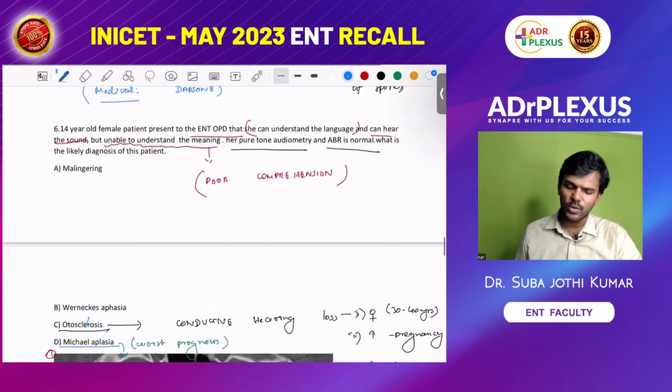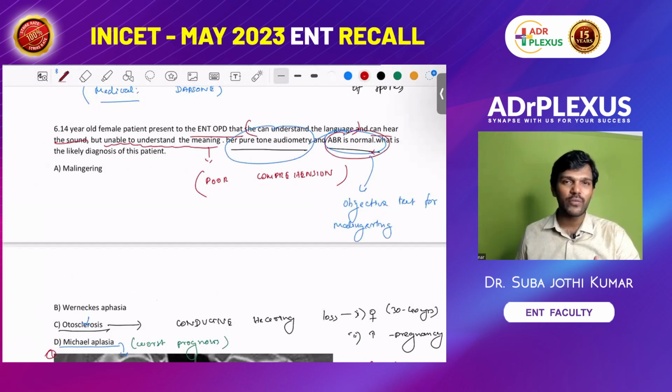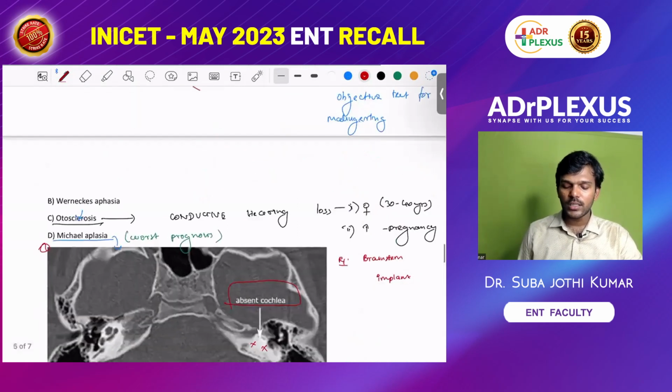Alright, so let's jump into the other options. Is the patient faking? No. If ABR is normal, it is an objective test for malingering. If in the options they have given only pure tone audiometry and not ABR, you could suspect the patient to be malingering. But if ABR is normal, there is no way for malingering because it is the confirmatory diagnosis of normal hearing. So not malingering.